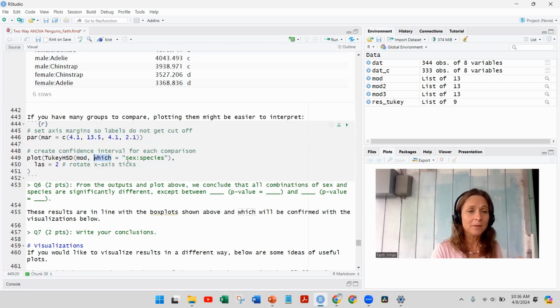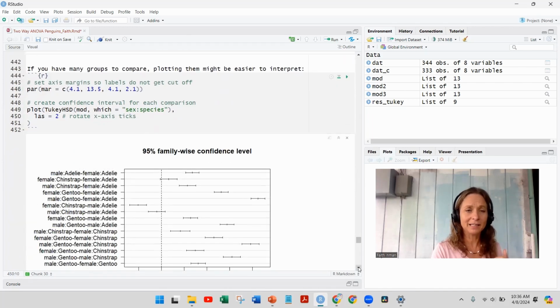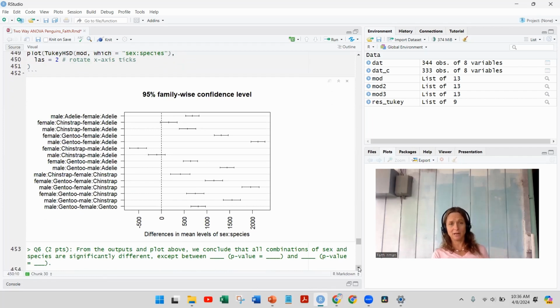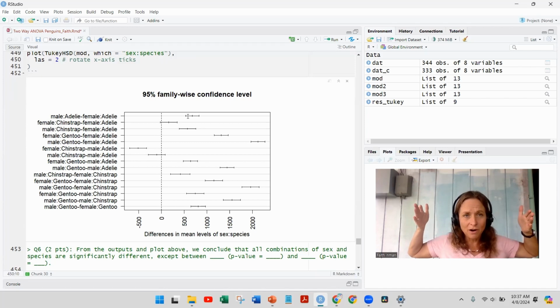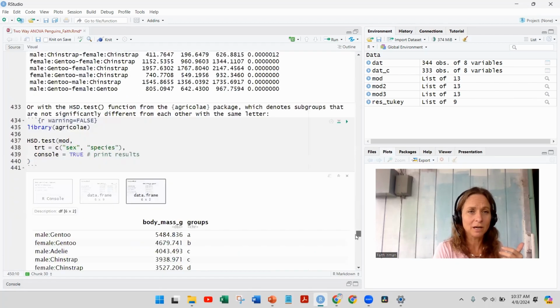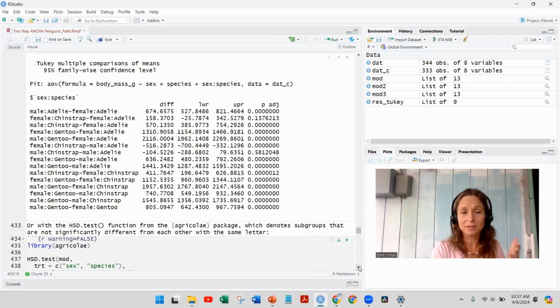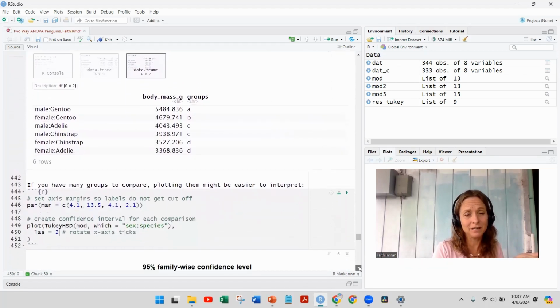And again, you say which, and you say sex by species. So you want to run it on the interaction terms, so you compare all 6 groups. LAS is just a graphical parameter function to rotate the x-axis ticks. And when I run that, I get this little plot here. And this is a really nice plot. I know the labels on it can be like, oh, that's a lot of words, but you see what this is doing here. So each one of these little ticks here in the middle is the mean. And the error bars are the 95% confidence intervals. So it's just the same thing as what we saw up here. It's the same thing as in this table, except in a picture, which is easier to see, right?